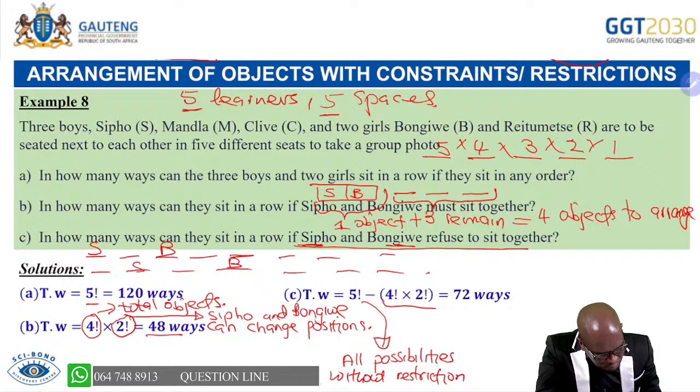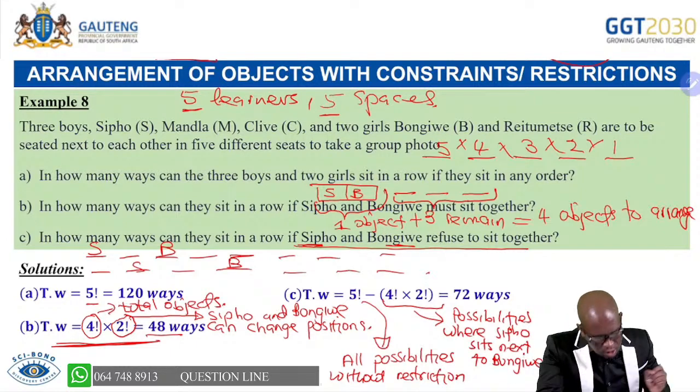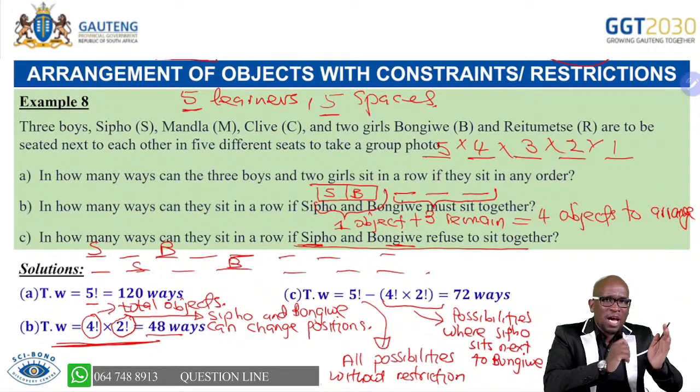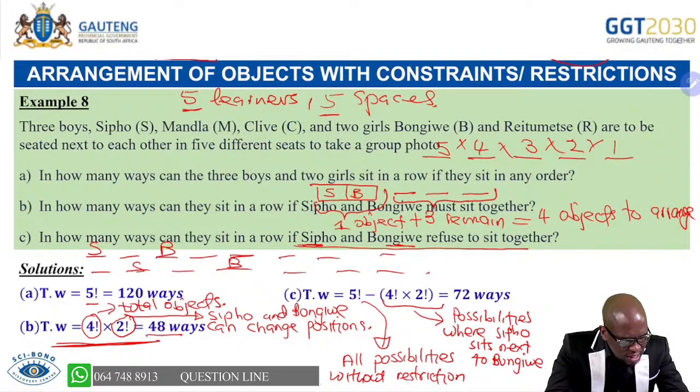And then what about the 4 factorial times the 2 factorial? That would represent what we just calculated here, possibilities where Sipho sits next to Bongiwe. So once we calculate the possibilities where they are actually sitting next to each other, we subtract from the total. Then the remaining would be when they are not seated next to each other. So that's how you were supposed to approach that one.